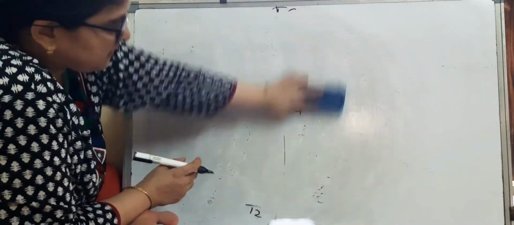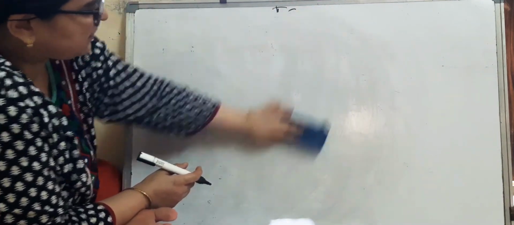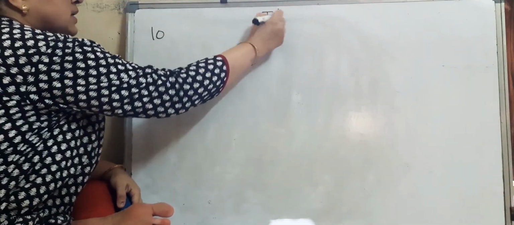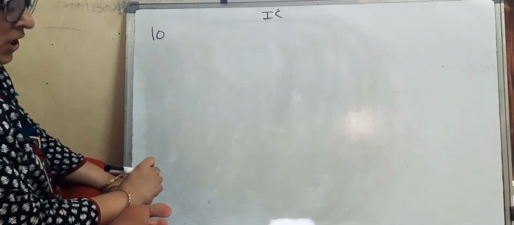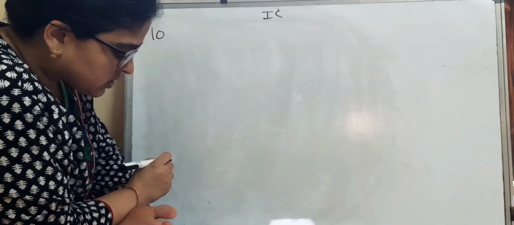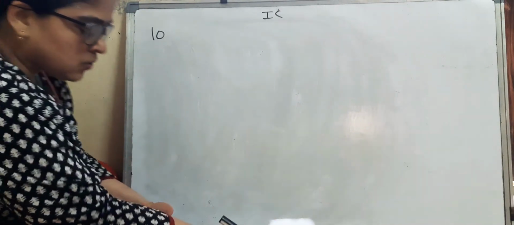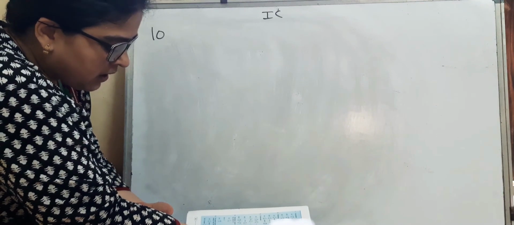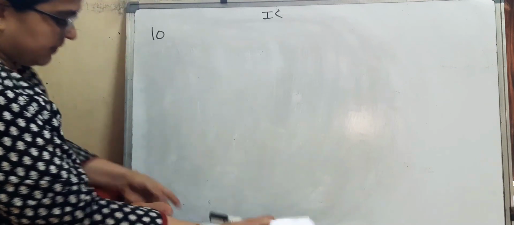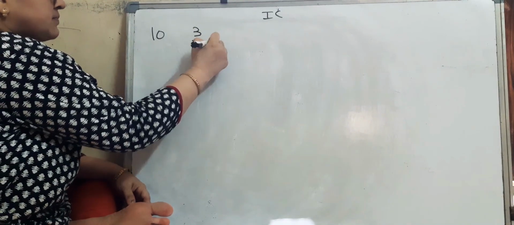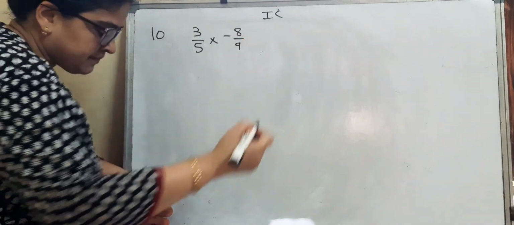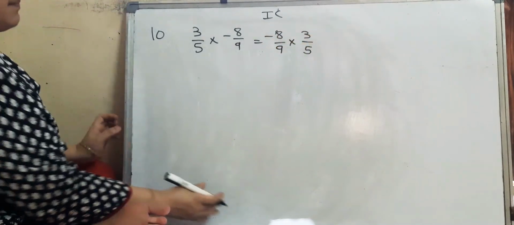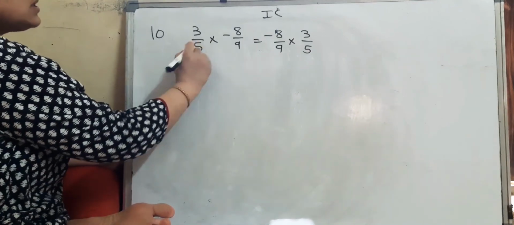Now the 10th question, 1C exercise. Name the multiplication property of rational numbers shown below. Now the first question in the textbook: 3/5 into -8/9 and -8/9 into 3/5. 3/5 into -8/9 is equal to -8/9 into 3/5. Now this is the reverse property.